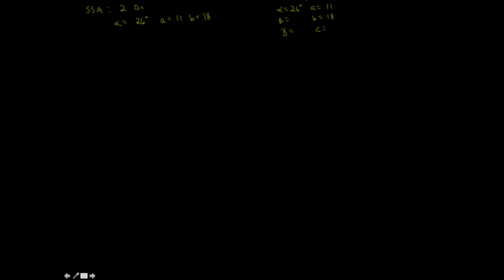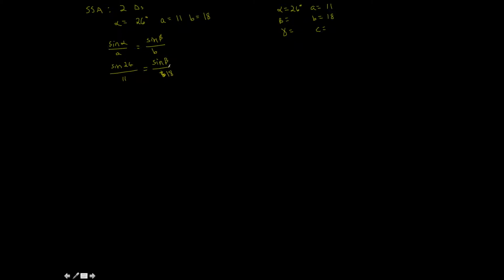Alright, so just like the last problem, let's solve for beta. So the sine of alpha over A equals the sine of beta over B. So that's the sine of 26 over 11 equals the sine of beta over B. Now, B we actually know, I don't know why I wrote B. So B is 18.